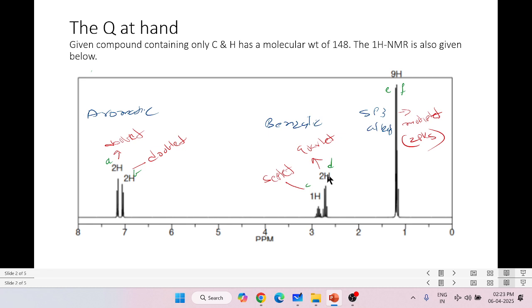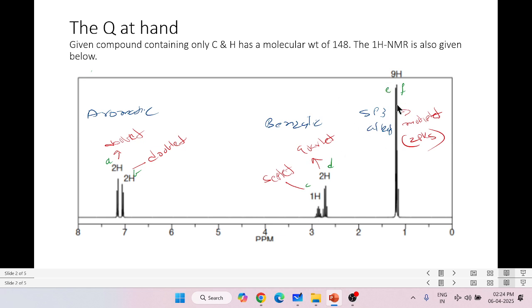What does HD tell you? HD is a quartet, which means it has 3 equivalent protons in its neighborhood. So there could be a single methyl group next to it, which means HD is part of an ethyl group. That is what is established now. So we can picture this aromatic ring with 2 substituents para to each other: on one side an isopropyl system, on the other side an ethyl system. Let us confirm this.